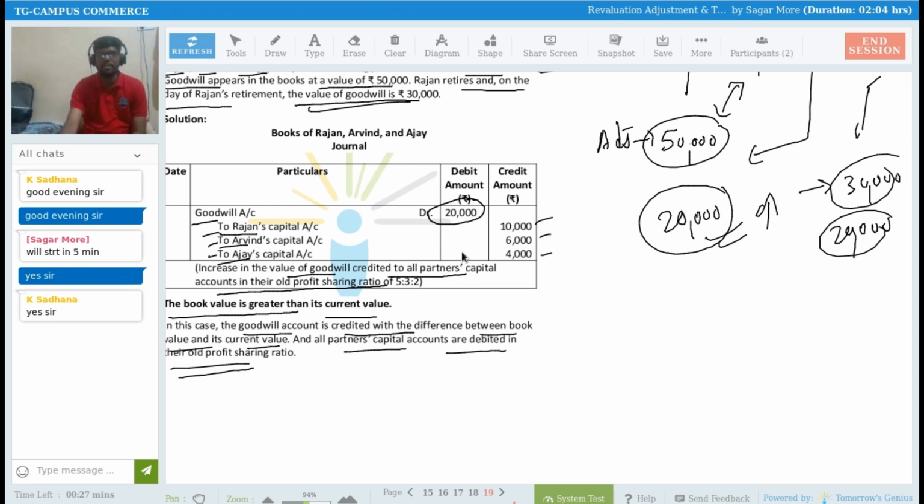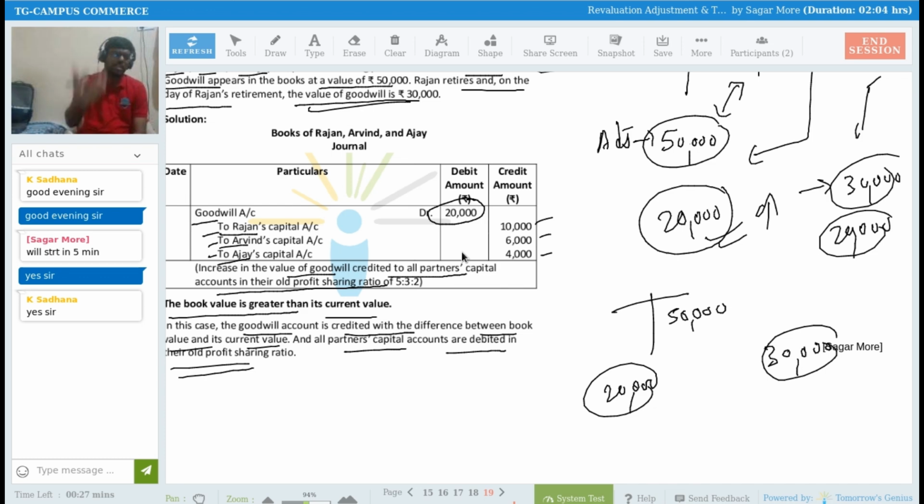So in my example, as per the balance sheet, goodwill is how much? 50,000 rupees, and as per the adjustment, goodwill is now how much? 20,000 rupees. In my example, goodwill decreases here by 30,000 rupees. In that case, you have to pass exactly the reverse entry. Partners' capital accounts you have to debit, and goodwill account you have to credit for the difference of 30,000. Understood? Which ratio, sir? Old profit sharing ratio only. Dhanushri, Sadhana, understood this or not?